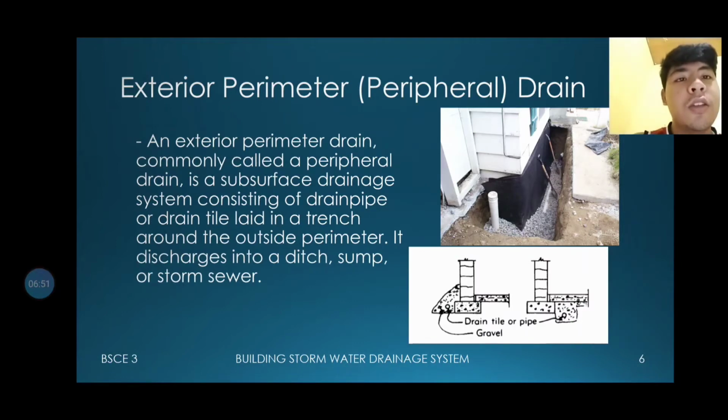Next, exterior perimeter or peripheral drain. An exterior perimeter drain, commonly called a peripheral drain, is a subsurface drainage system consisting of drain pipe or drain tile laid in a trench around the outside perimeter. It discharges into a ditch, sump, or storm sewer.